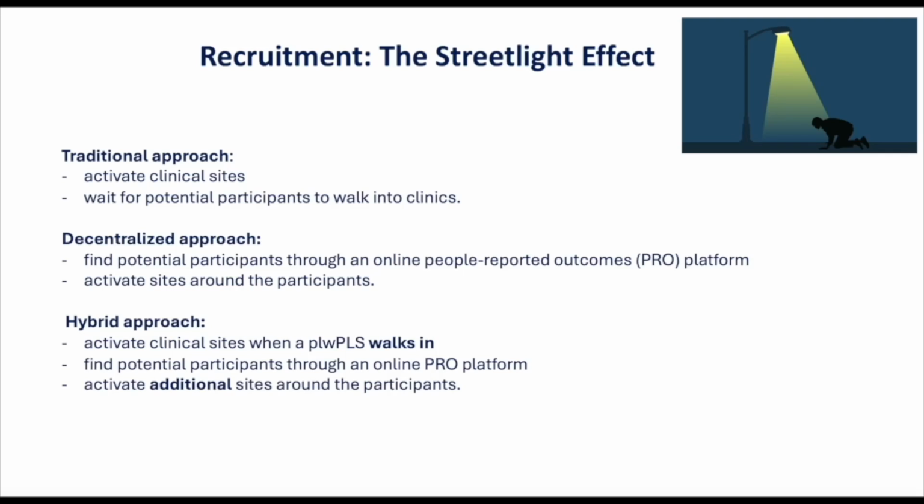Decentralized approach: find participants first and then activate the sites. Hybrid approach: do both of these. So enroll everyone who walks into a clinic and consent them. Find anyone online and bring them in, confirm the diagnosis certainly, but bring them in. And then activate additional sites if required.